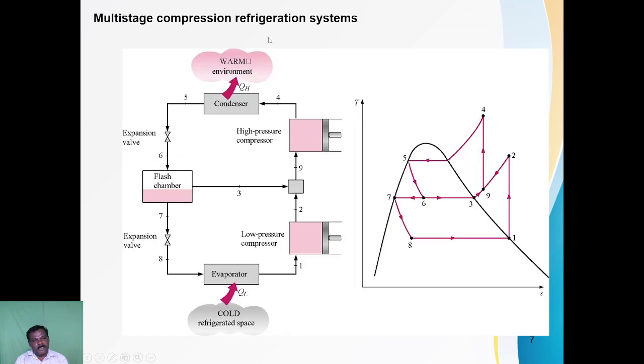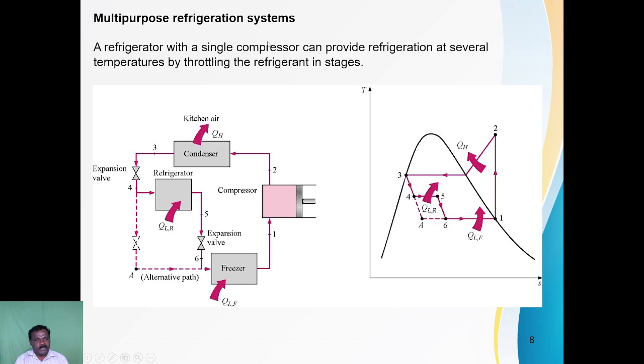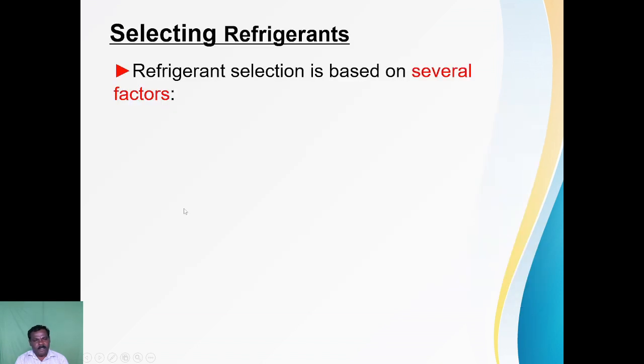Then multi-stage compression, which means we have two-stage compression. Here the refrigerant is compressed in the low pressure compressor, then again compressed in the high pressure compressor. Other things are common. The refrigerant is compressed two times. So this is called multi-stage compression refrigeration. These are the main things.